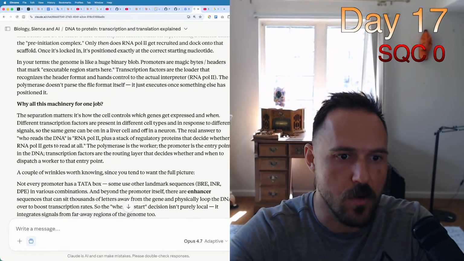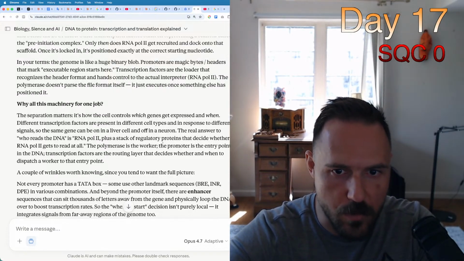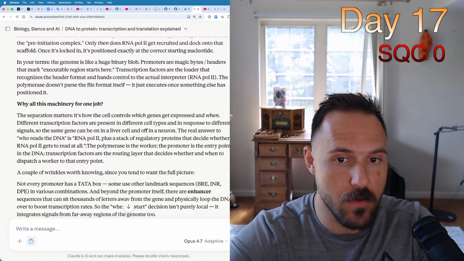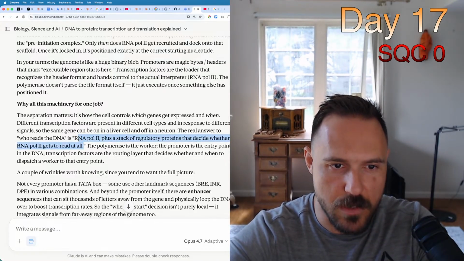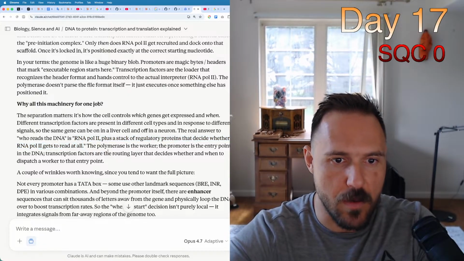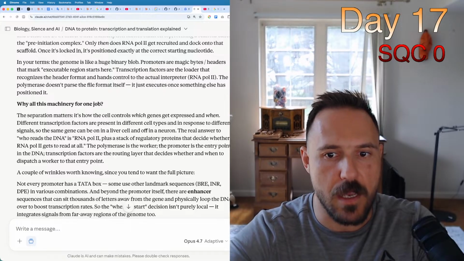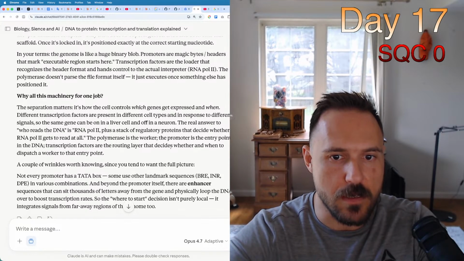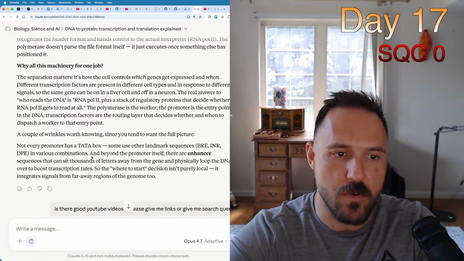The real answer to who reads the DNA is that RNA Pol II pulls a stack of regulatory proteins that decides whether RNA Pol II gets to read it at all. That's exactly what I was thinking. The polymerase is the worker. The promoter is the entry point in the DNA. Transcription factors are the routing layer that decides whether and when to dispatch a worker to that entry point.